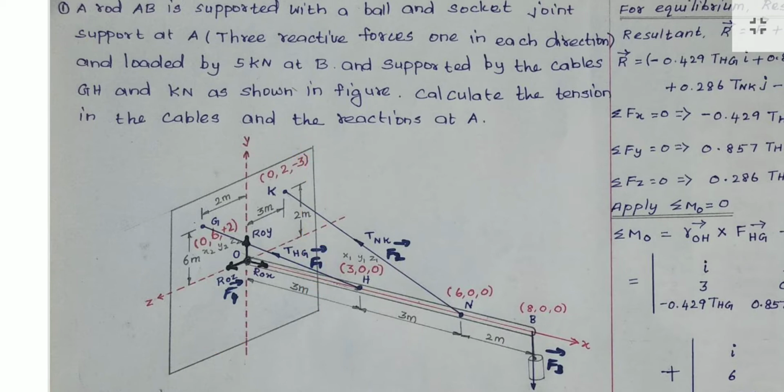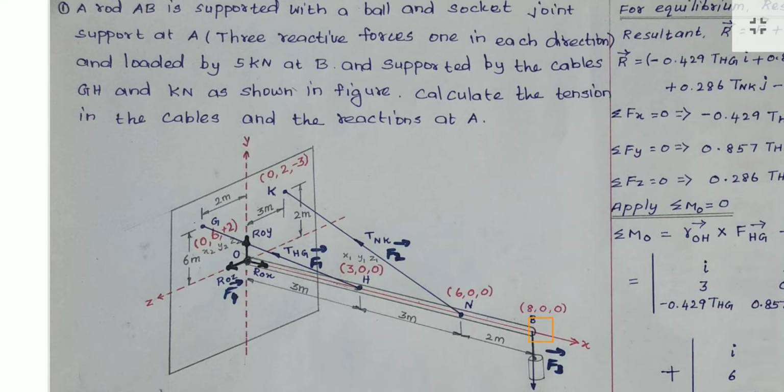Then what is the coordinate of H? H is on the x axis. When a point is on the x axis, it has only an x component, and y and z are 0. From O the distance is 3, so H is 3, 0, 0. Then N is also on the x axis, at distance 3 plus 3, so 6, 0, 0.